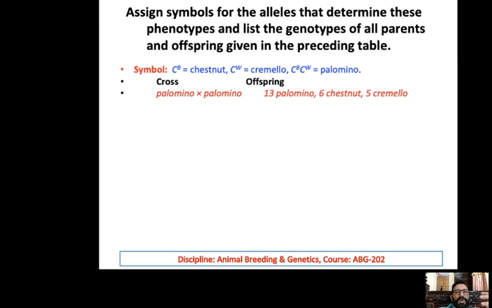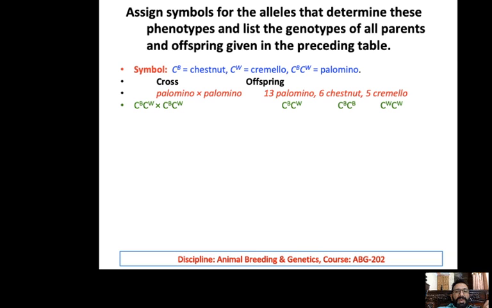So when you cross any two heterozygotes with a single gene, you will always get two types of phenotypes. But in this case, we are going to get three types of phenotypes. And the third one is the Palomino. So for Palomino we see the 2-to-1-to-1 ratio, because two are the heterozygotes, one is the homozygous dominant, and one is the homozygous recessive. So 13 is almost double of the 5 or 6. So these are basically heterozygotes.